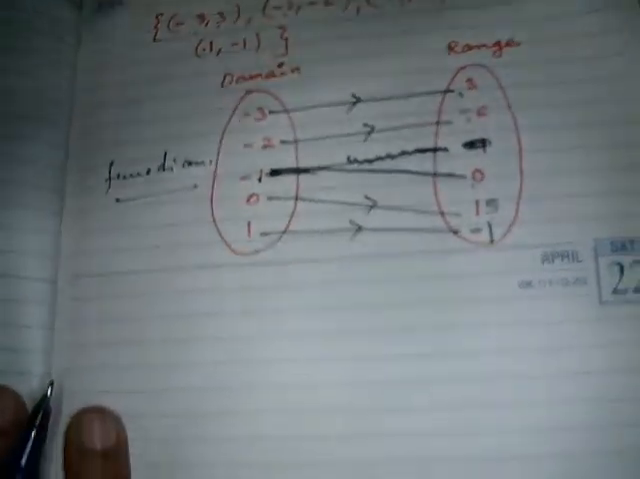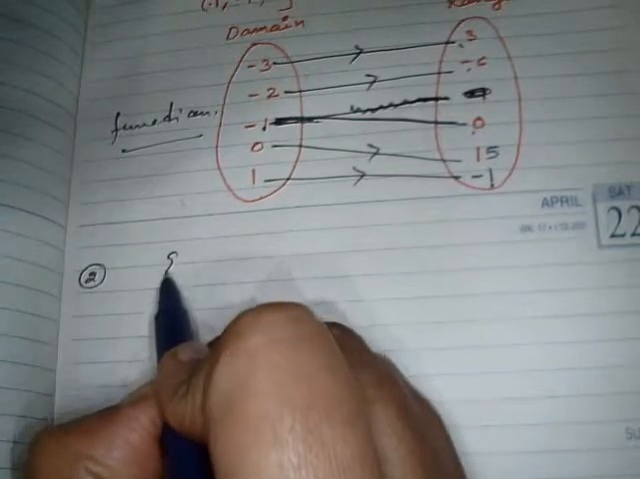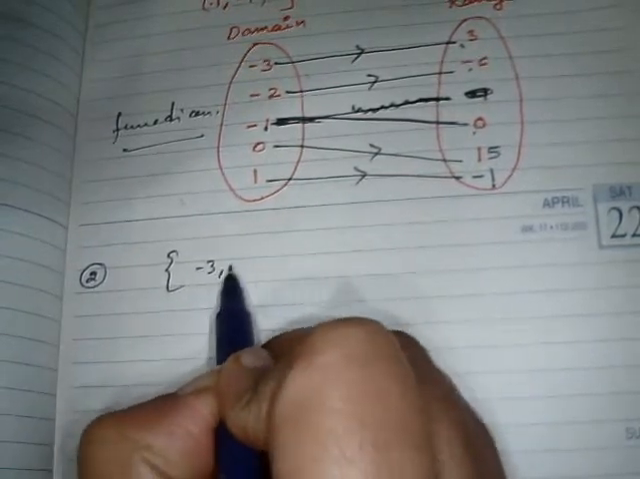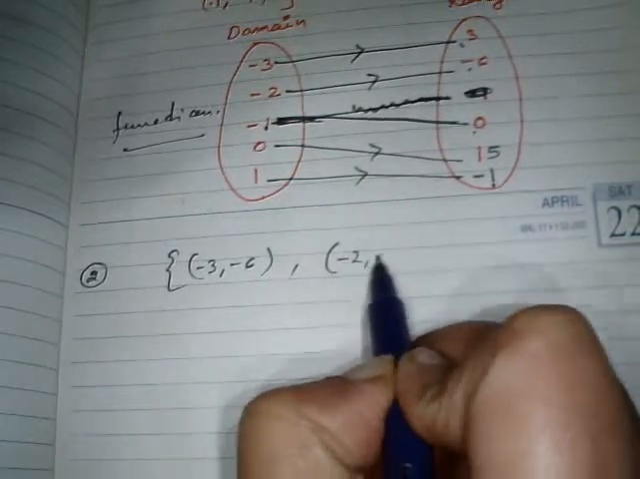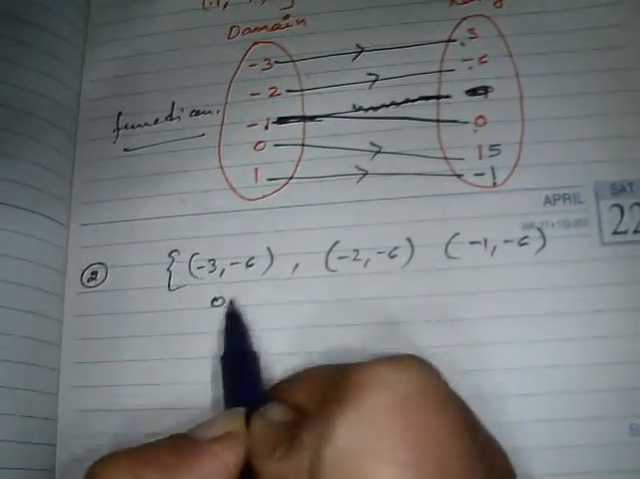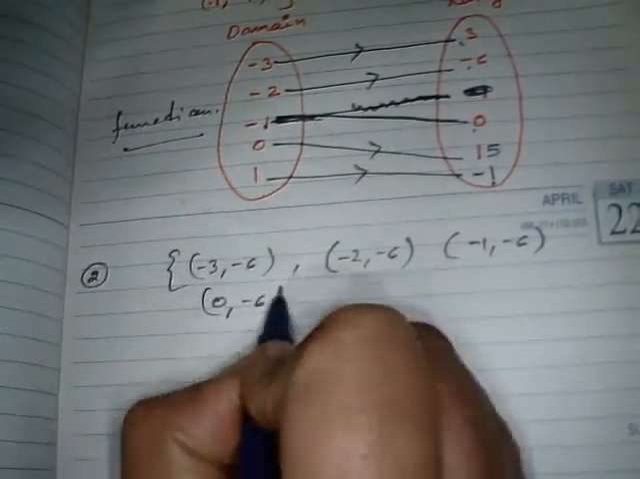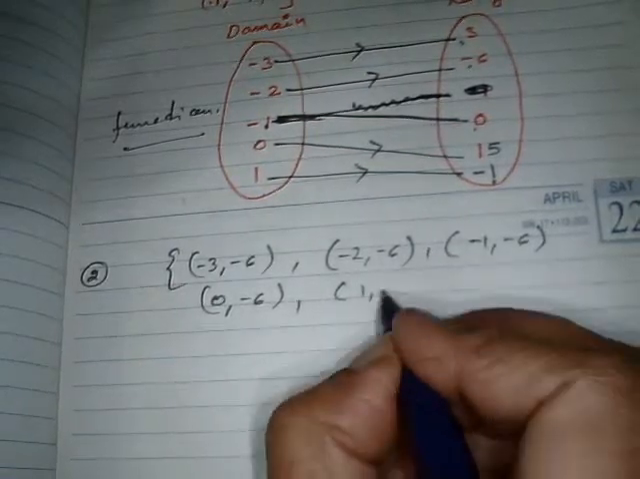We see the second example over here. In that, it is given -3, -6, -2, -6, -1, -6, 0, -6, and 1 is having -6. On each x it is returning the same value. I am going to represent this.